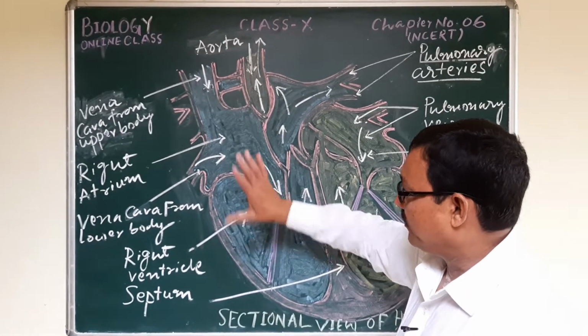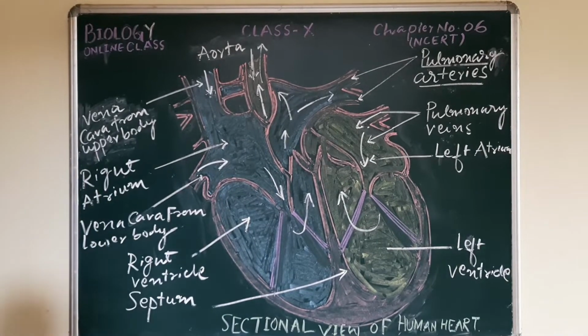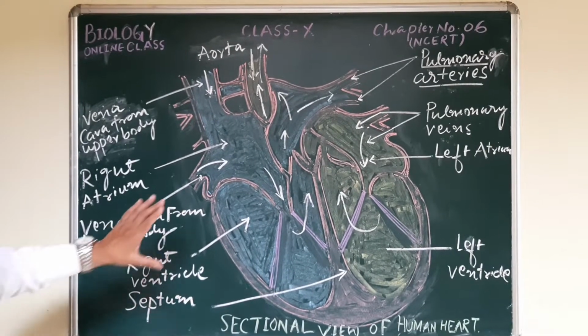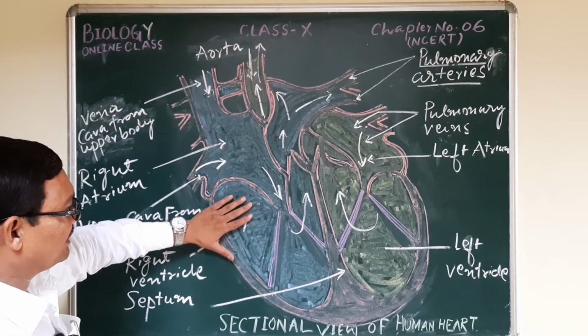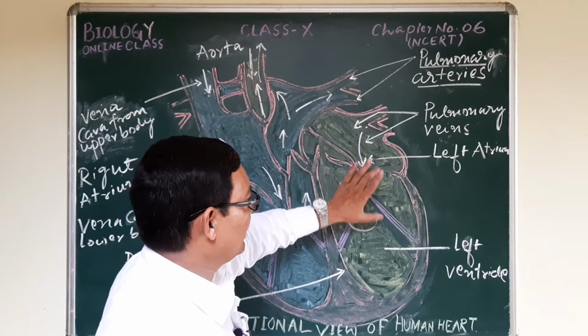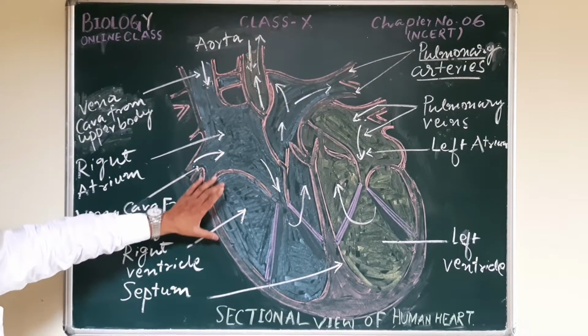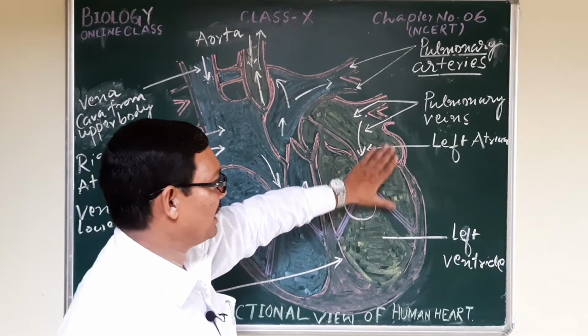Here is a valve. What is the name of the valve? I already mentioned that. Between the right auricle and right ventricle, there is a valve. There is a valve also here between the left auricle and left ventricle. This valve is known as the tricuspid. This valve is known as the bicuspid.